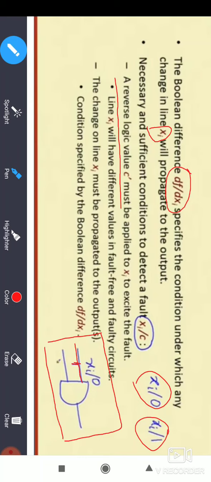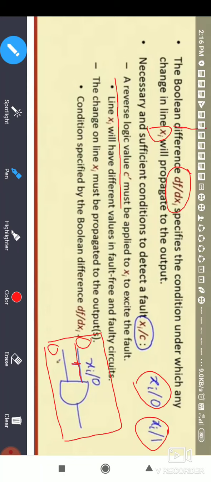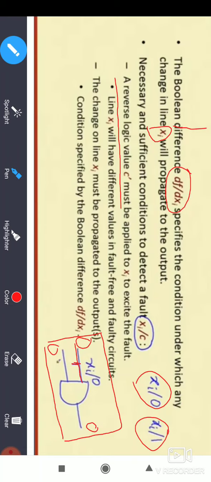Suppose we don't apply logic 1, then the input is 0, and with some other value on the other input, you will get 0. That means we cannot detect the fault when we do not apply the reverse logic value. This change in the line means applying the reverse value. The change in line xi must be propagated to the output. The condition for that is specified by the Boolean difference or Boolean derivative, df by dxi.